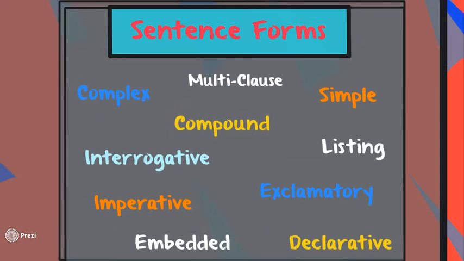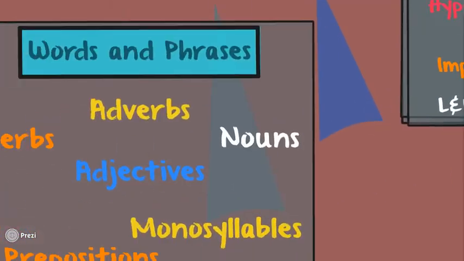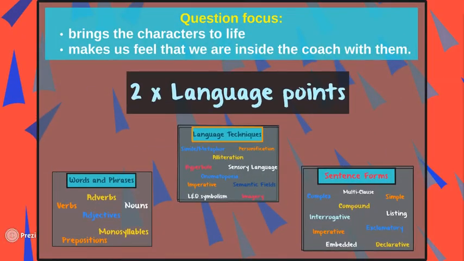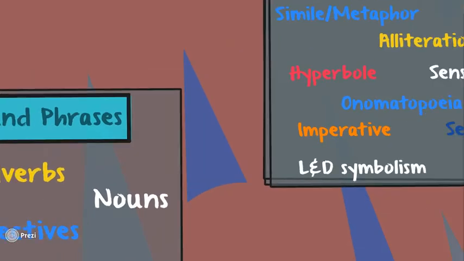Okay, so what I would like you to do now is to pause the video and to consider some language points within lines 18 to the end of the extract that back up the fact that the writer does in fact bring the characters to life, and that also she makes us feel that we're inside the coach with the character. So do pause the video now and have a look at the extract and see if you can find any examples of your own language points.